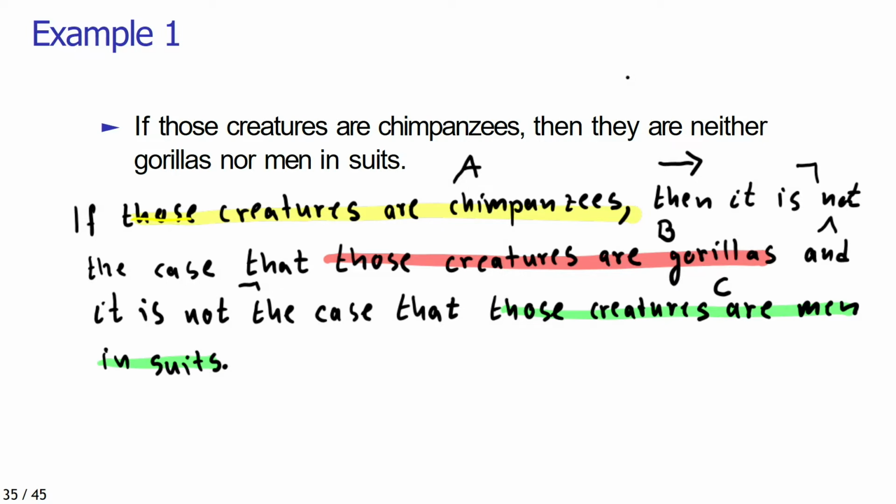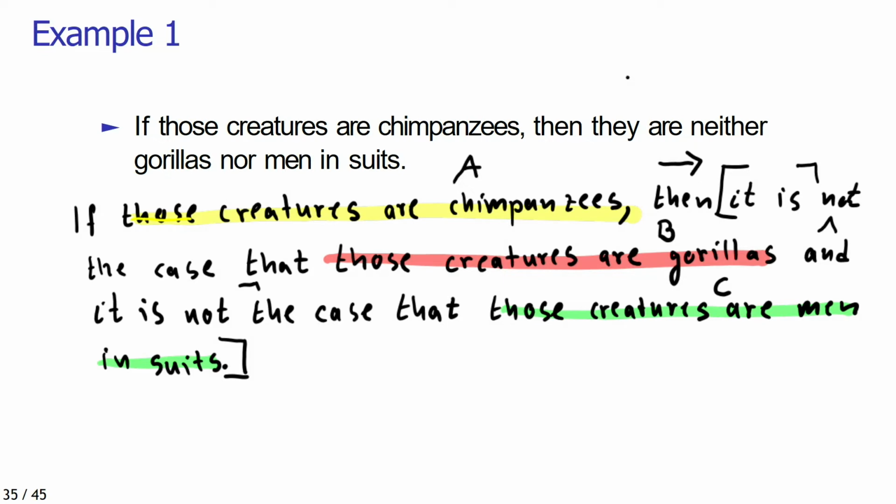Now we need to reflect a little bit on what our main connective here is. And I think the main connective really is the conditional. So what the sentence is telling us is that if those creatures are chimpanzees, then all the rest after the conditional, after the arrow, follows. So that is our main connective. And I'm going to remind myself of this fact by just putting brackets around this final part here.